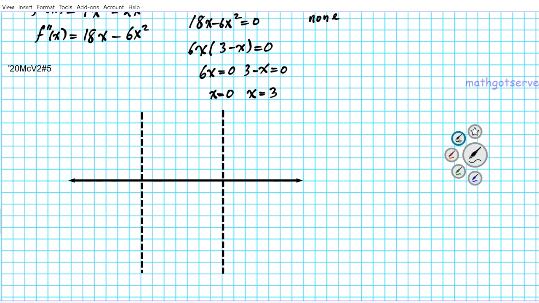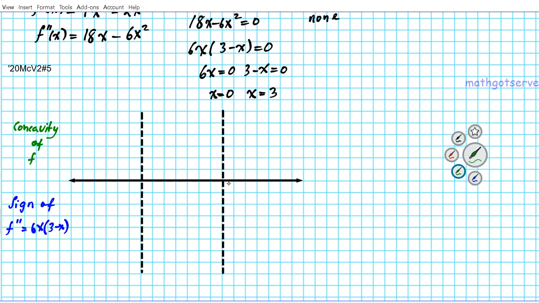All right, so we're going to use the sign of f double prime. Let's use the factored state because it's easier and faster to find the sign that way: 6x times (3 minus x). We're going to use the sign of f double prime to determine the concavity of f.